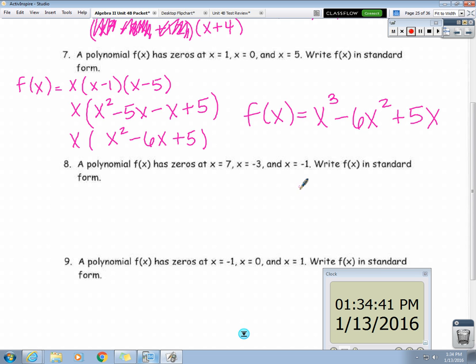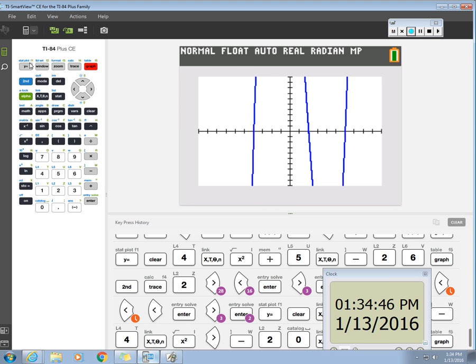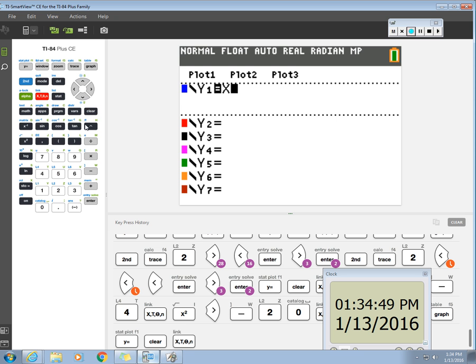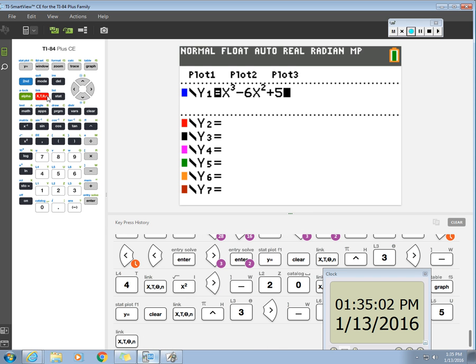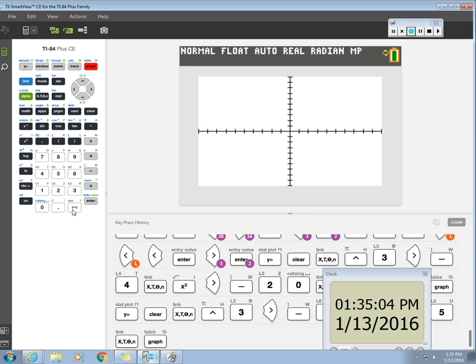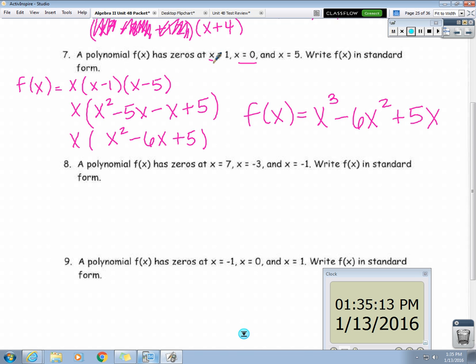Okay, now, how do we check to make sure we've done it right? Graph it. So we have x cubed. What's the next part? Minus 6x squared. Okay, then we graph it, and we see that it crosses the x-axis 3 times, and those are called zeros, and where are they located? Which is what we started with, 0, 1, and 5. So we know we did it correct.